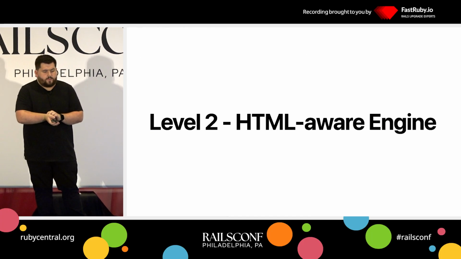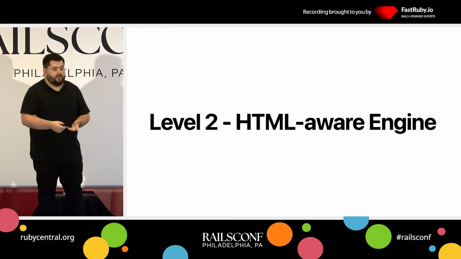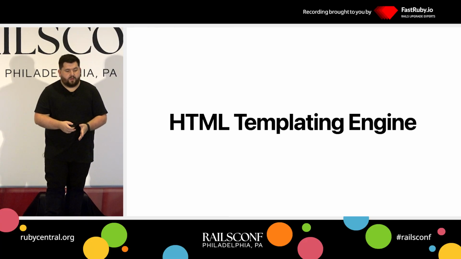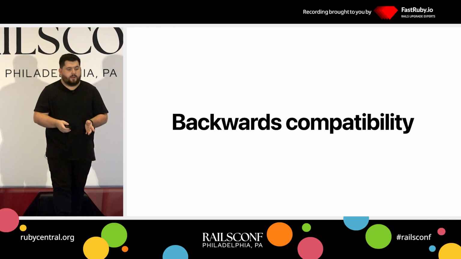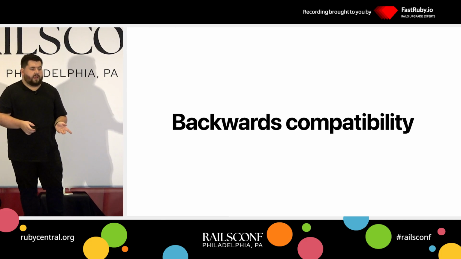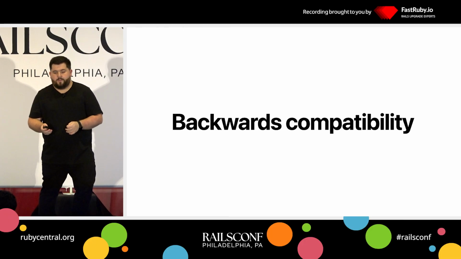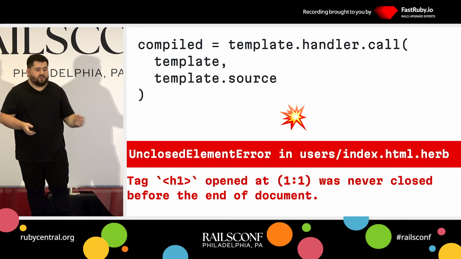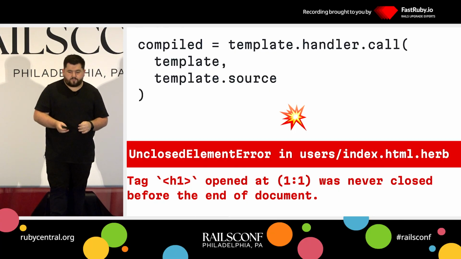And level 2 would be to say, let's build this actual engine so it doesn't even compile, to go from the string template engine to an HTML templating engine. And this would need to be backwards compatible, obviously, but it's only backwards compatible as long as you are writing valid HTML. So if you give it invalid HTML, it will just crash, right? But that's good because you want to know where you have invalid HTML in the application. That's what you want to fix.